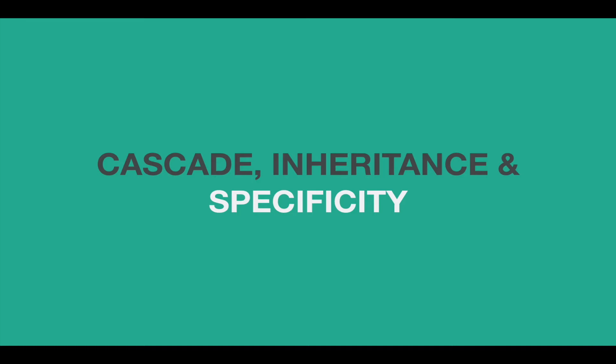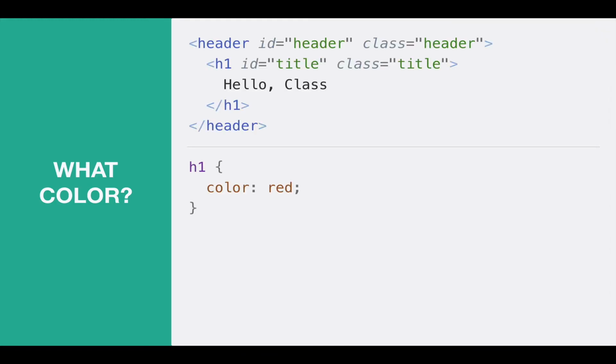All right, so cascade, inheritance, and specificity. First we're going to get started with a little test. What color will be hello world from this code? Red. It's not a trick question. What would be hello class with this code? Green. Why is it green?